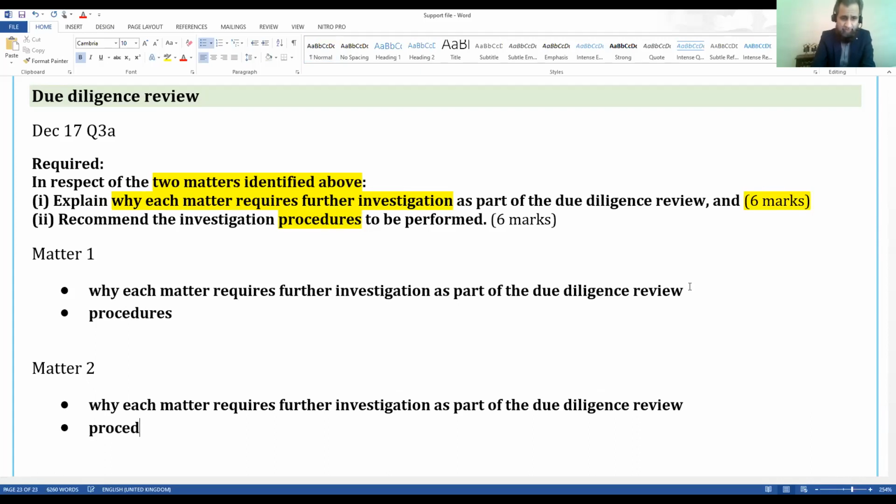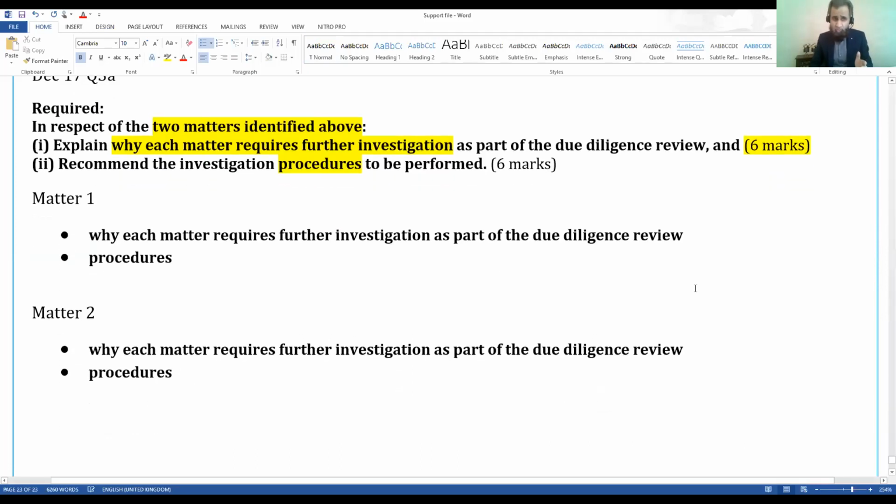Now, even though the question is not telling you marks are equally split between matter 1 and matter 2, you can write more on matter 1 and less on matter 2, or more on matter 2 and less on matter 1. That's totally your option. You have a total of 12 marks, right? For example, you keep 6 marks for matter 1 and 6 marks for matter 2. But you can keep more for one matter and less for the other, because the examiner is not telling you marks are equally split.